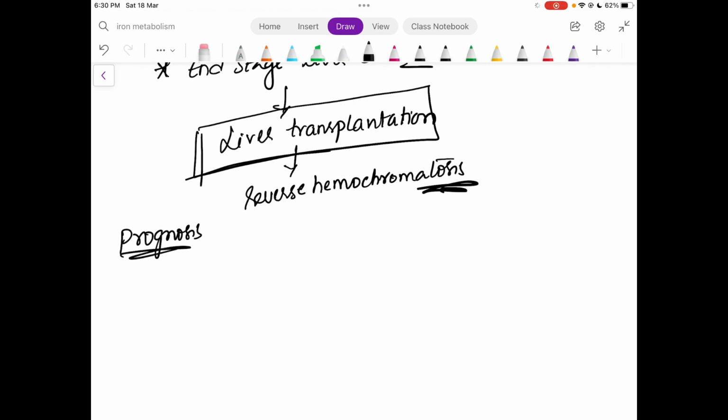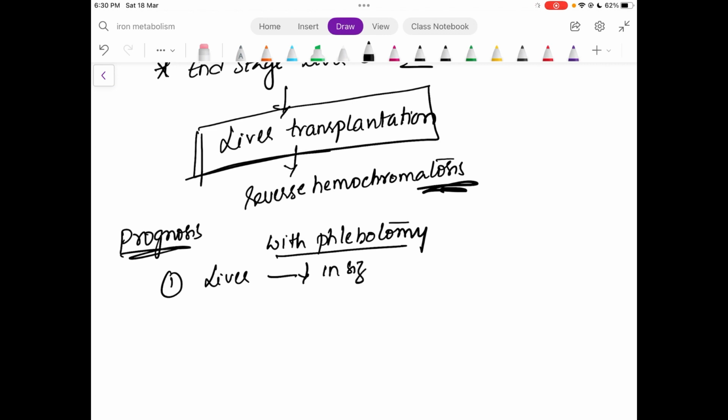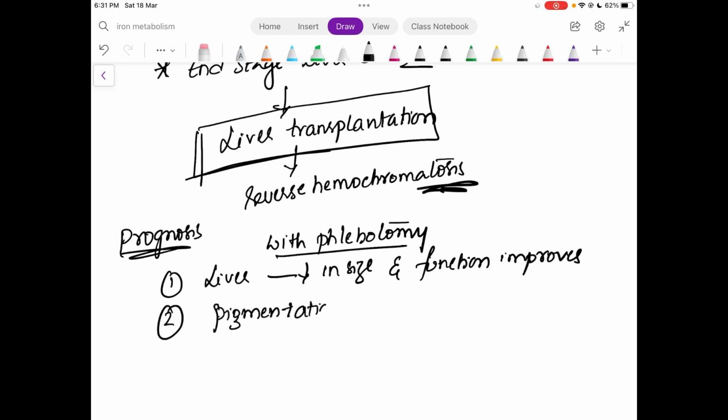Then prognosis. What is the prognosis of this patient? With phlebotomy, what changes will you see? The liver will decrease in size, and function will improve. Then what will happen to the skin? Pigmentation in the skin decreases.